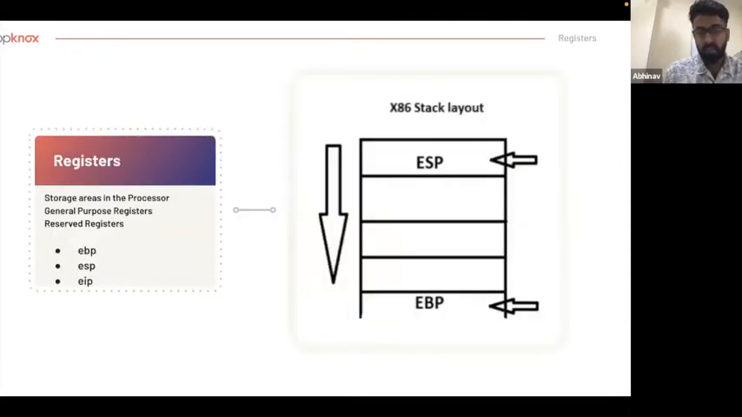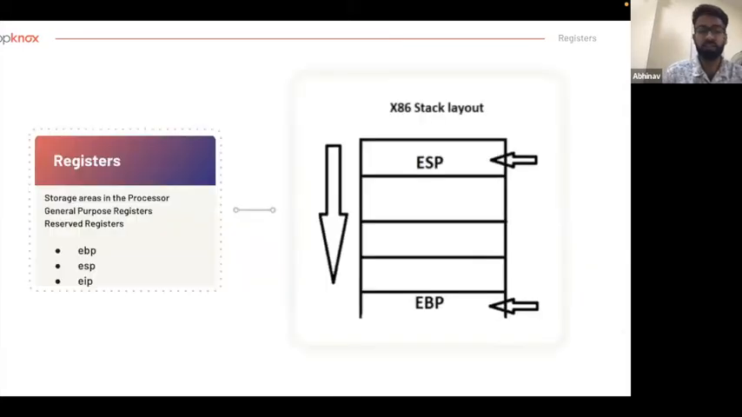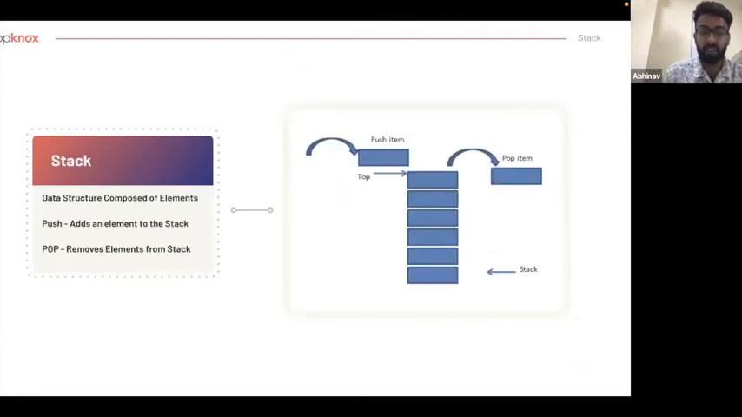So to summarize, we have four components of an executable. We have the heap, which allocates manual memory. We have registers that store values for the processor. We have the stack, which is a structure of data elements.